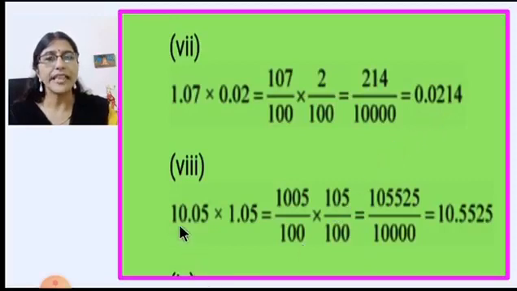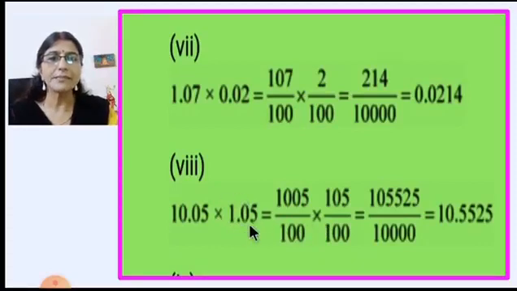Next question is also same like this. 10.05 multiplied by 1.05. Now again we will convert this into fraction. Again first we will see decimal places. There are two decimal places. So we'll multiply both numerator and denominator by 100. So you can see here the point has gone, 1005 upon 100. And here the multiplication sign is there. We'll give the same multiplication sign.